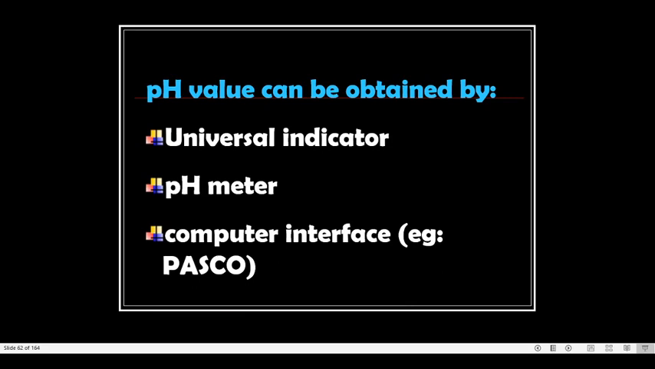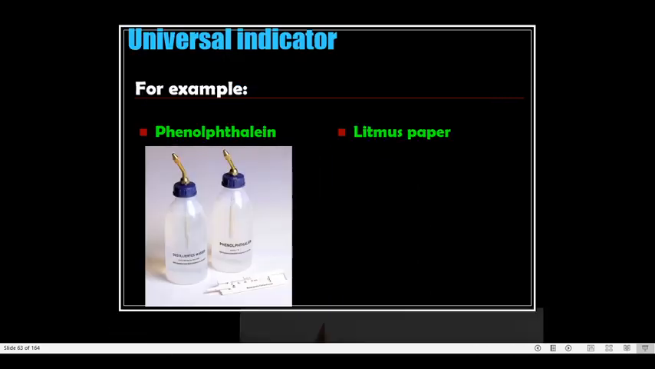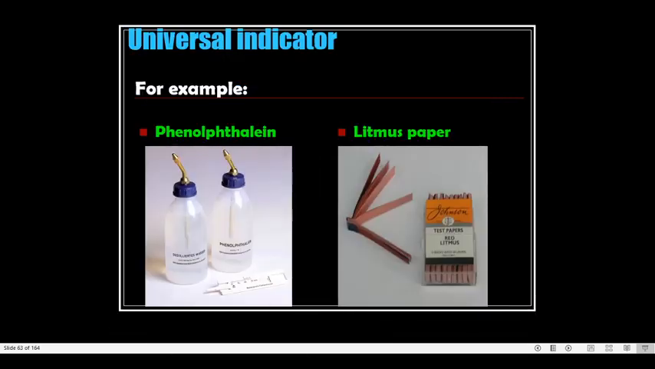Okay, sebelum kita masuk kepada formula, di sini saya nak memperkenalkan how the pH value can be obtained. First from the universal indicator, second is pH meter, yang ketiga adalah panel PASCO ataupun komputer. This is the universal indicator. The examples for indicator are phenolphthalein and the litmus paper.